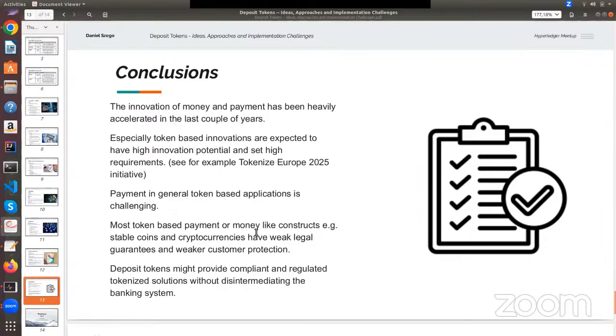And most current token-based payment solutions, like cryptocurrencies or even stablecoins, have weak legal guarantees and very weak or even weaker customer protection. So deposit tokens might provide here a compliant and regulated tokenized solution for payment. And again, one important aspect, it does so without disintermediating the banking system.